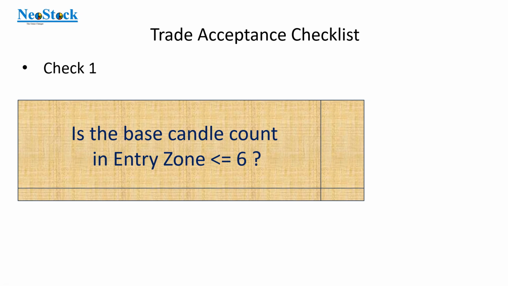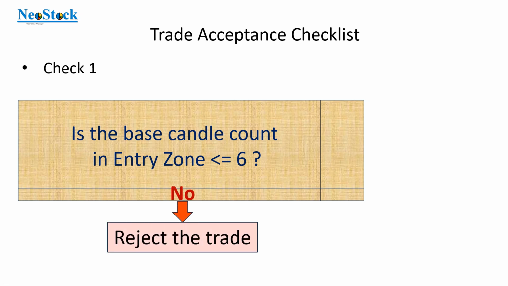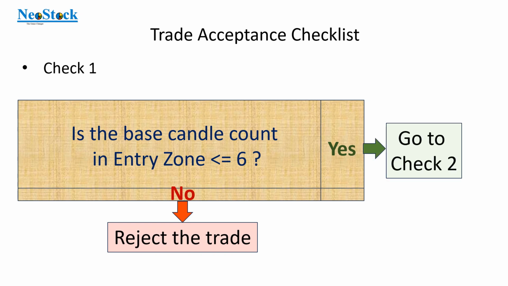For your entry zone, we are not talking about target zones. We are always talking about the entry zone. This is the point you should observe. Your entry zone's base candle count should be less than or equal to 6. If it is 6, you can proceed further. Suppose the base candle count is greater than 6, maybe 7 or 8 or 9, what you have to do? Simply reject the trade. If it is yes, that means it is less than or equal to 6, you proceed with checklist item 2.